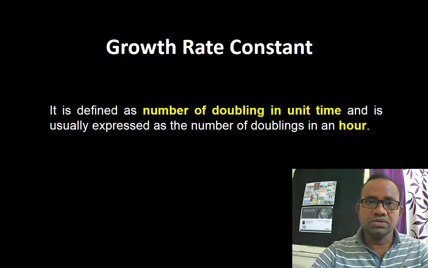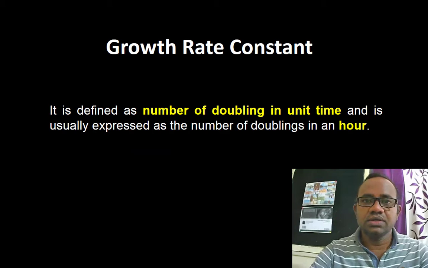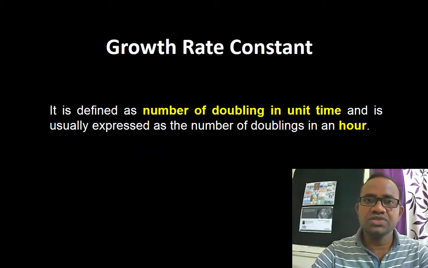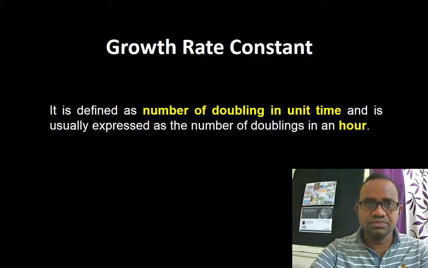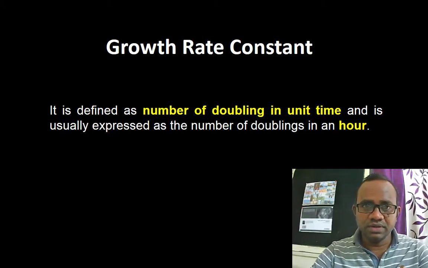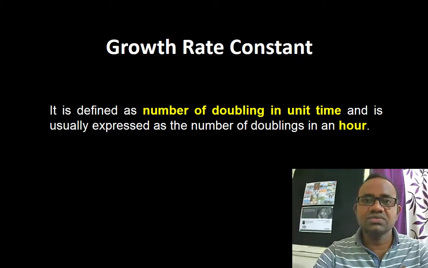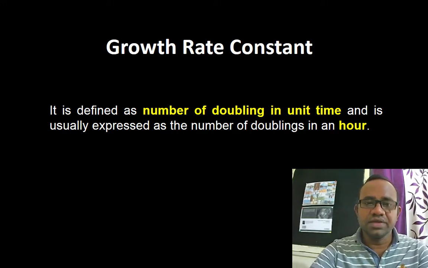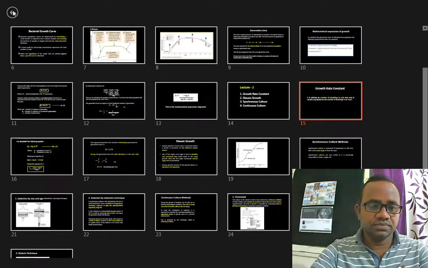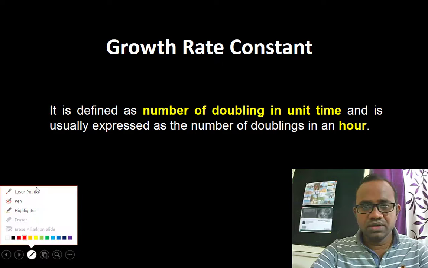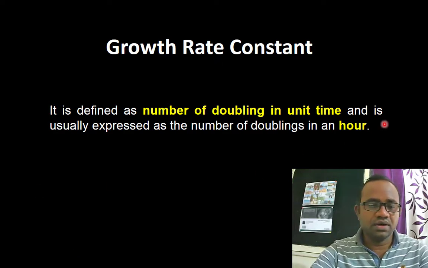The growth rate constant is actually the exponential constant for the determination of the pattern of growth. That means when the bacteria undergo binary fission, at what time particularly does it become from one cell to two cells. So simply it is defined as the number of doublings in unit time. Mostly the time we consider is in hours.